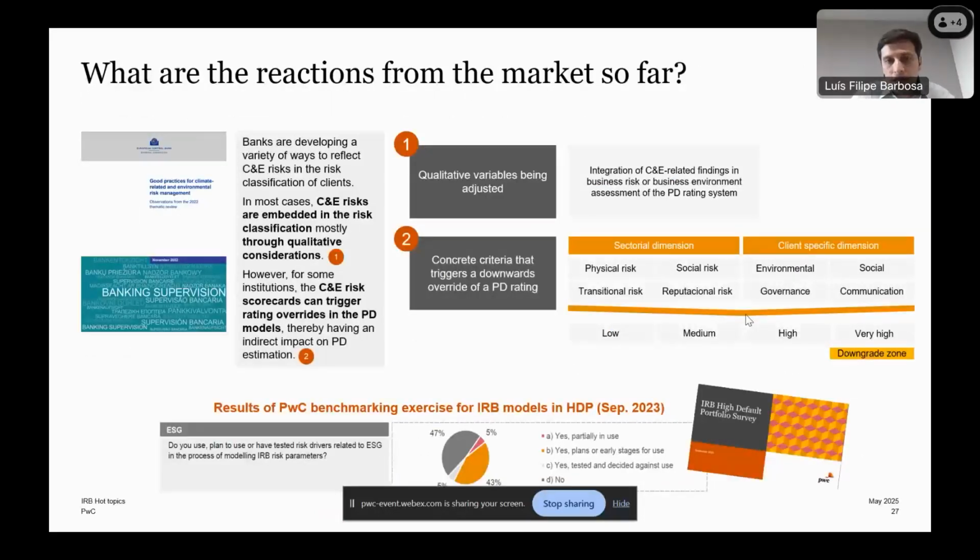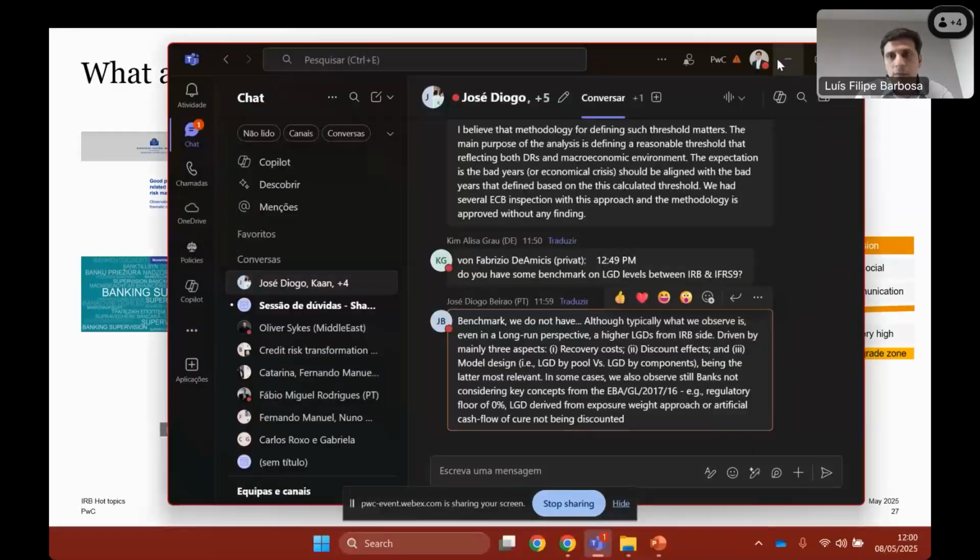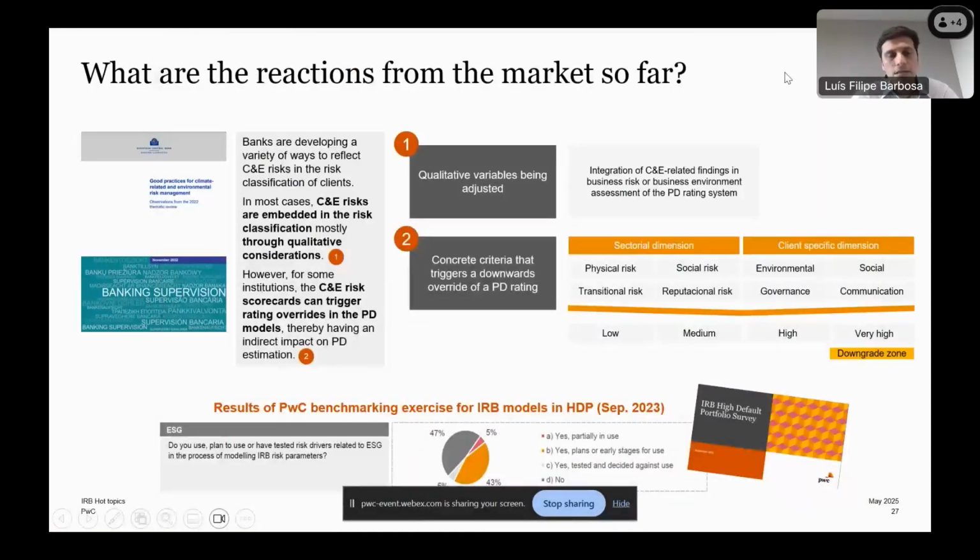In terms of reactions and what we have seen also from the market and across different studies or across many supports that we have been provided, basically banks try to use some qualitative variables, and that has been basically the use. In other cases we are also seeing a kind of scorecards that somehow may guide and size the number of overrides.